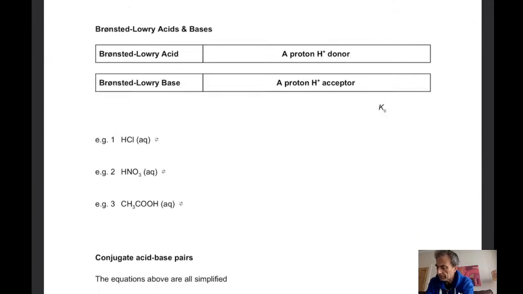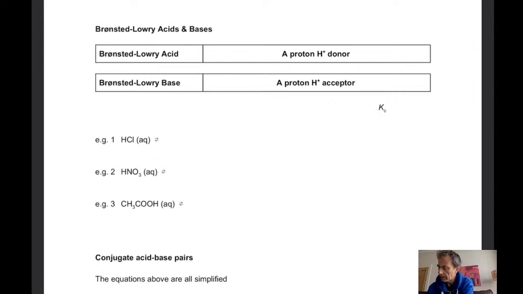Right, so I've got three examples of acids. I'm writing them all as reversible processes. There's a point to this, so hold the questions. You might be thinking, hang on a minute, why are you doing it that way? But hopefully it'll make sense when I get to the end of this little section.